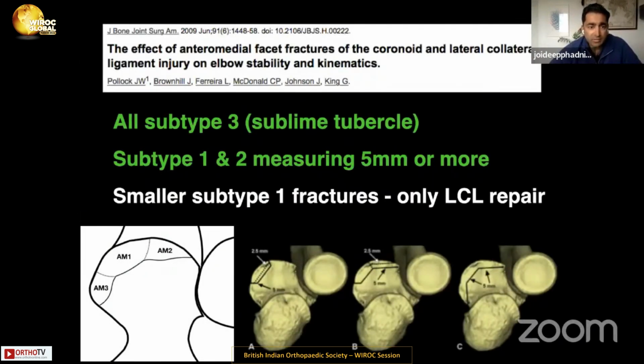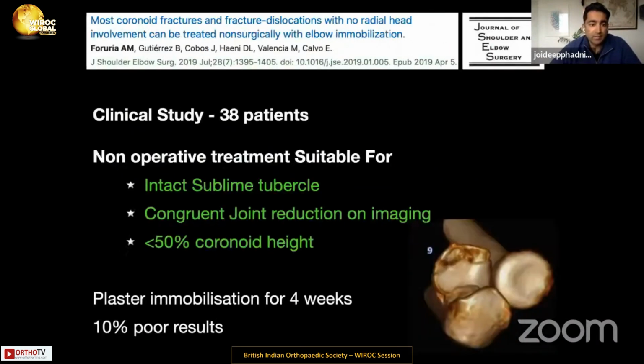So this biomechanical study suggested that all subtype 3, i.e. fractures involving the sublime tubercle, and those fractures that were 5 millimeters or more in height off the anteromedial coronoid required fixation, and then smaller fractures could be treated with ligament repair only.